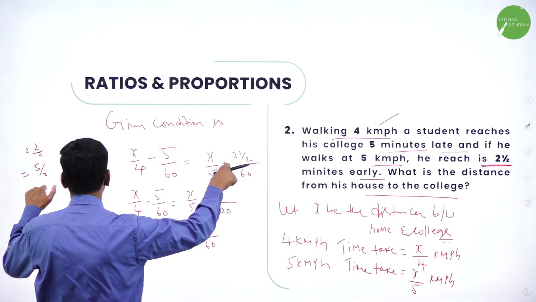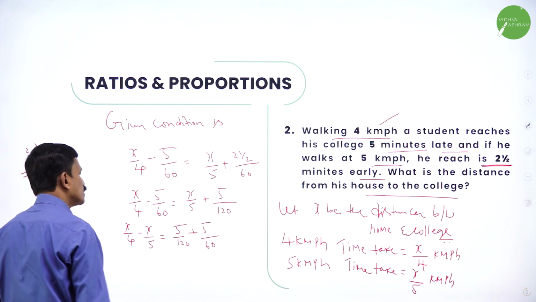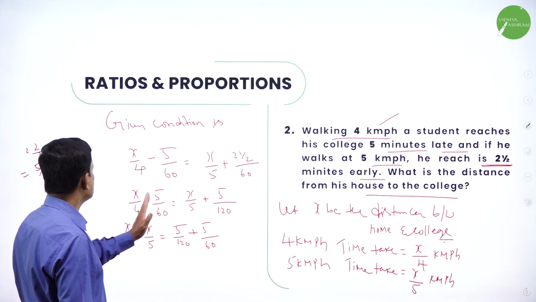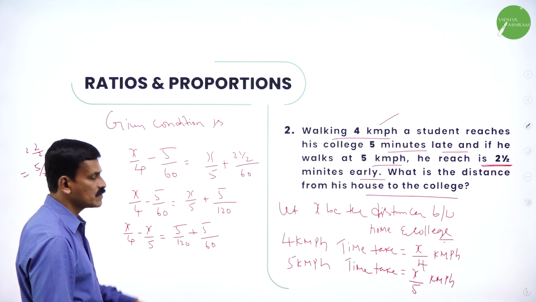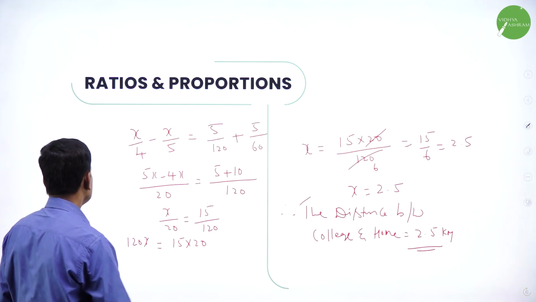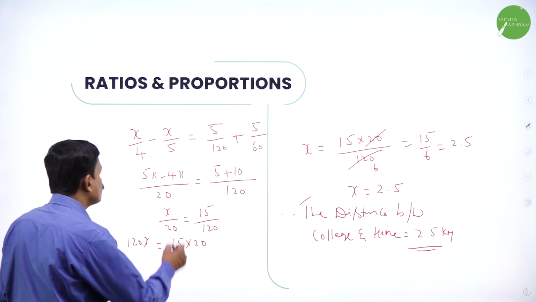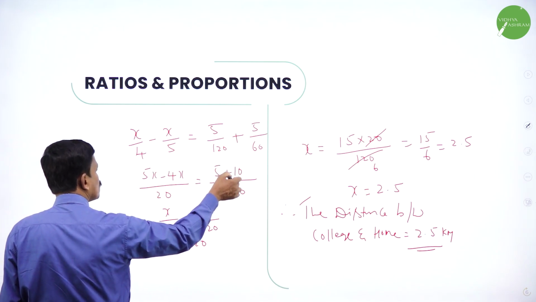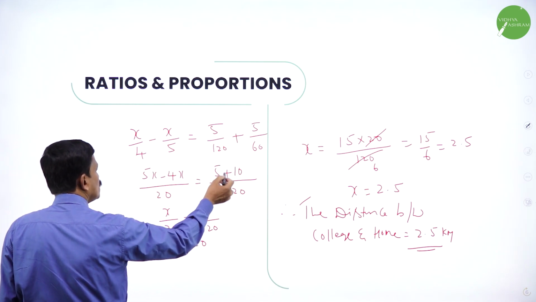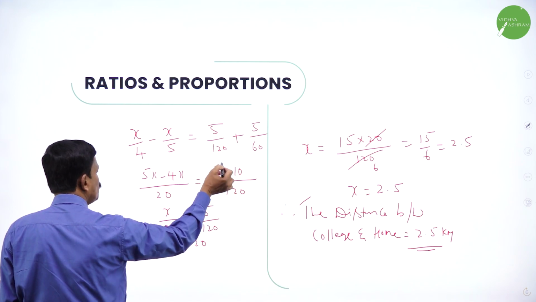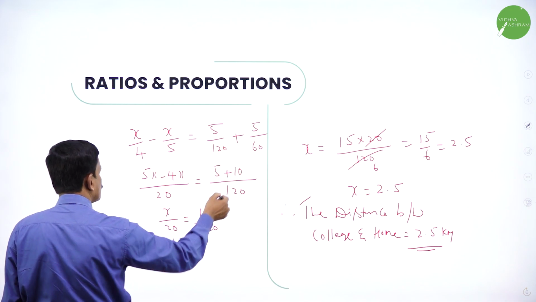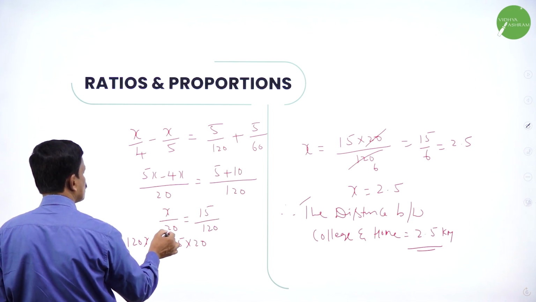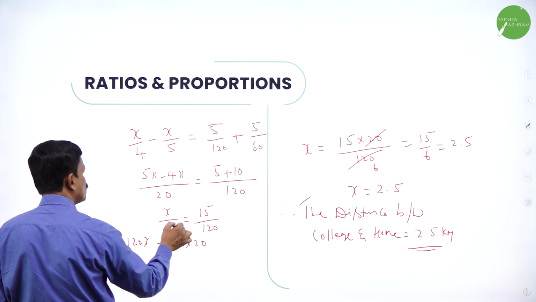2.5 is nothing but 5 by 2. Bring this to the denominator, 120. So transfer this: x by 4 minus x by 5 is equal to 5 by 120 plus 5 by 60. Taking LCM, 20 is the LCM: 5x minus 4x. 120 is the LCM. 120 cancels, 5 into 1 is 5. If you divide 120 by 60, it gets cancelled 2 times. 5 twos are 10. 5x minus 4x is x by 20.